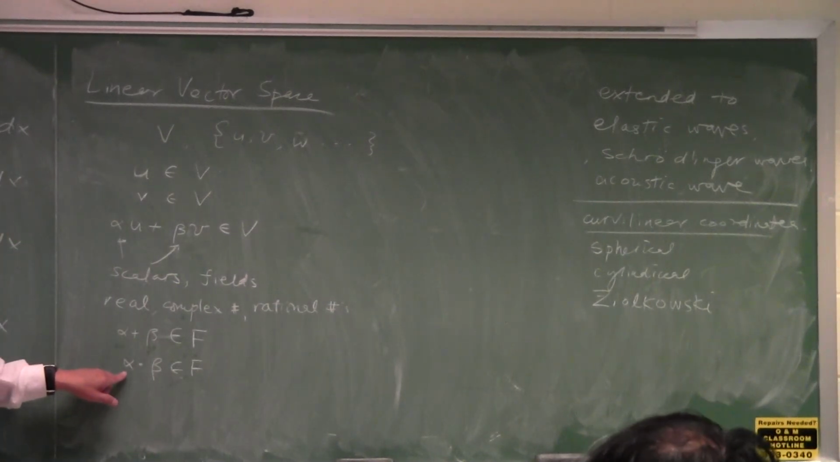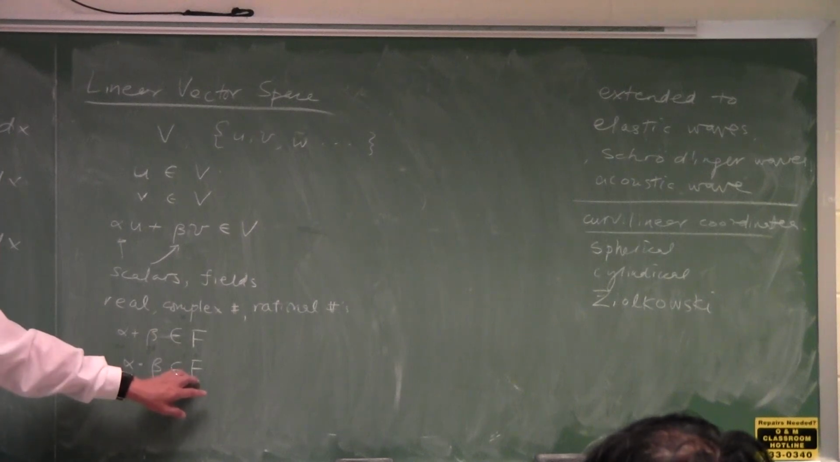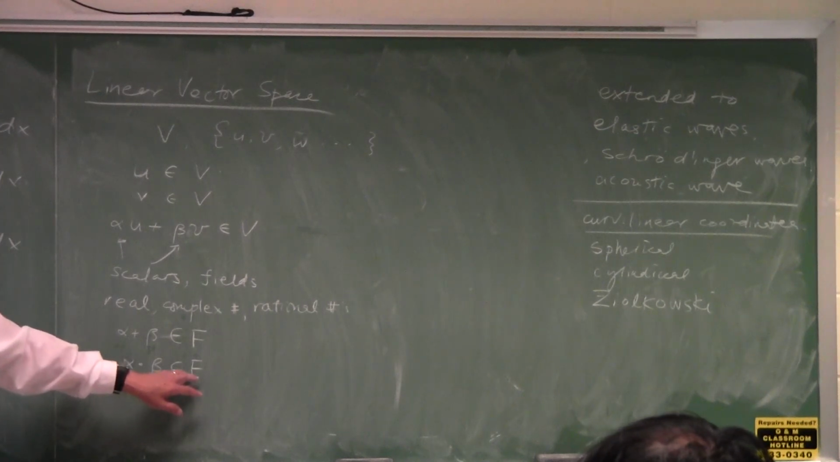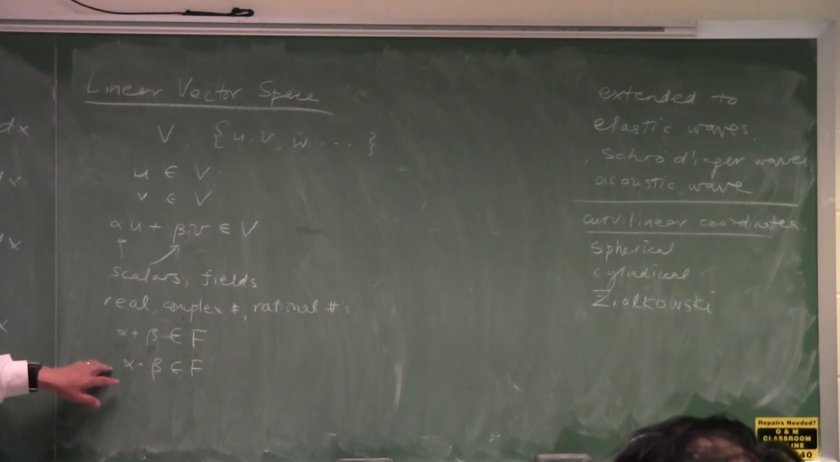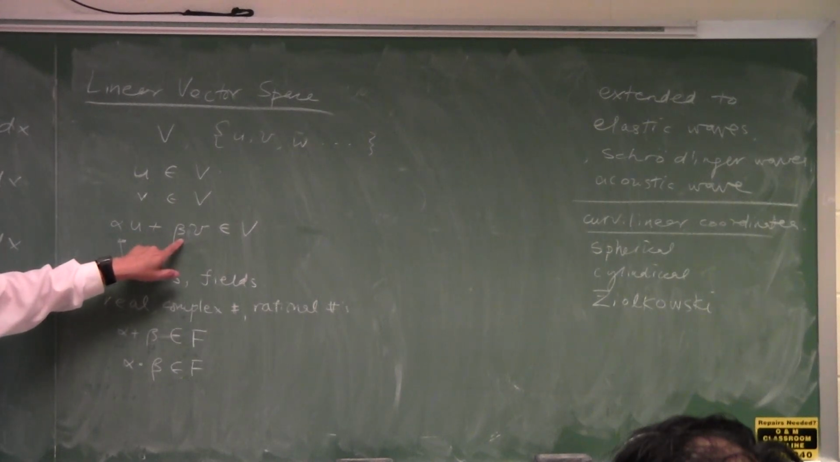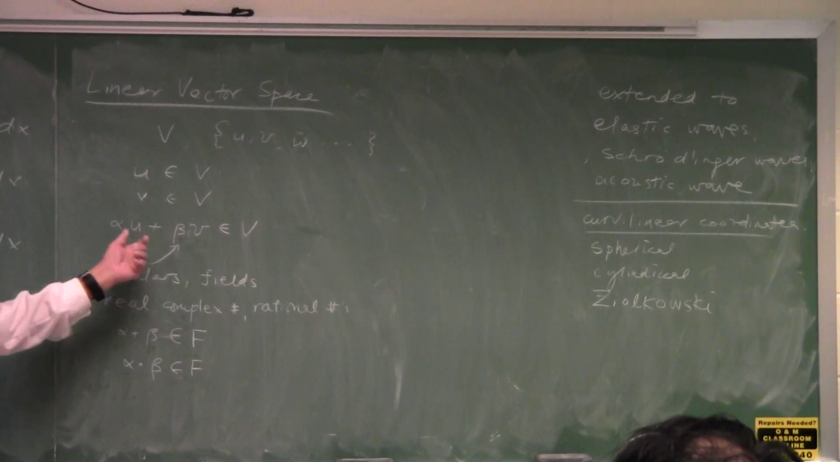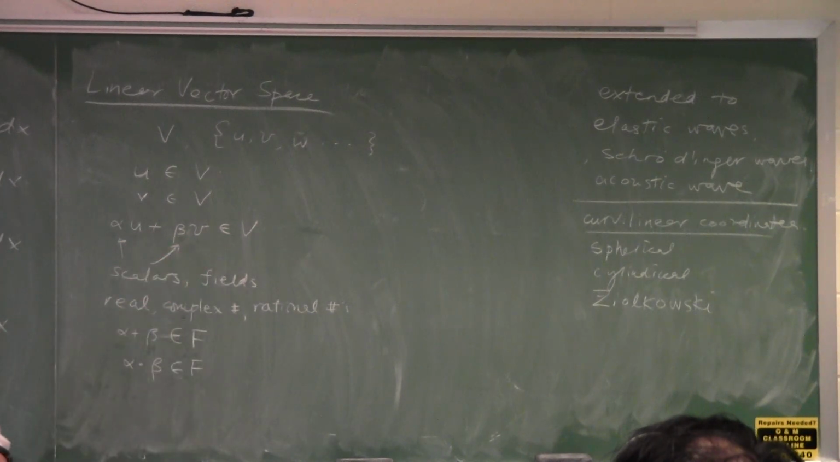If I have a rational number, and another rational number, I multiply them out, I get a third rational number. So they're closed under addition and multiplication. There's a special thing about fields. Okay? And if you define this to be belonging to a field, and if I have vector U and vector V, alpha U plus beta V is still a member of V.